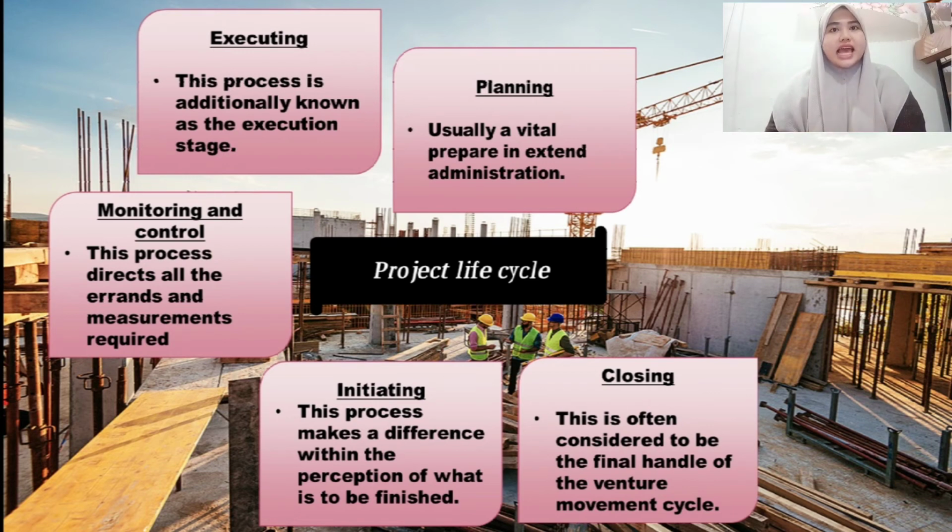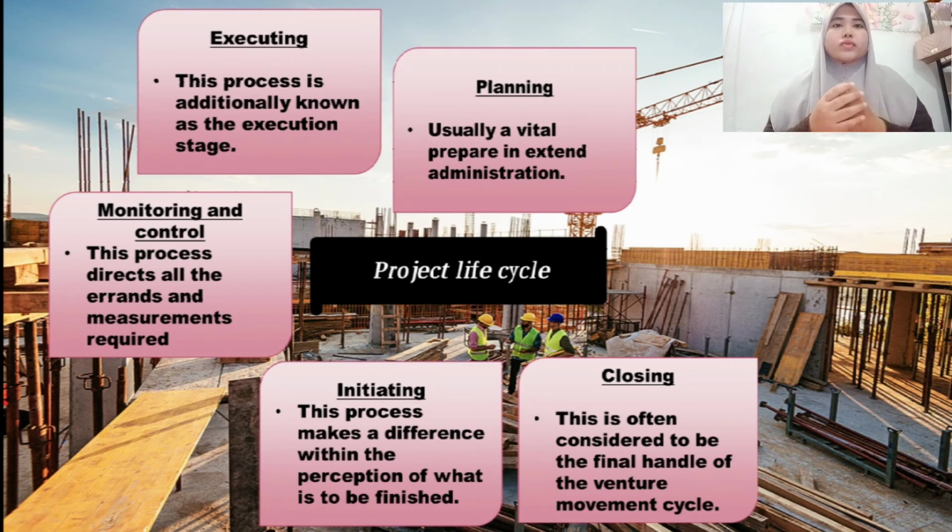Number 3 is executing. This process is additionally known as the execution stage, in which the arranged outline within the past stage of the venture movement cycle is put into activity. The expectation of the execution stage of the extend action cycle is to bring around the project's anticipated comes about.